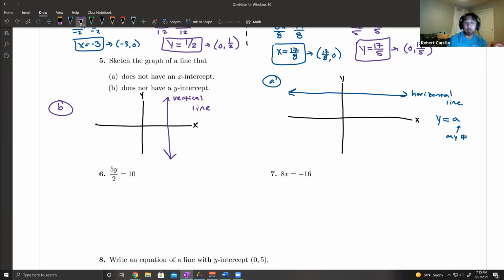The equation for vertical lines is going to be x equals some number b, and again, that represents any number you want to put in there. So that's the graph and the equation of a vertical line. Horizontal lines: y equals some number a. Vertical lines: x equals some number b. What we're getting out of this exercise is that some horizontal lines do not have an x-intercept, and some vertical lines do not have a y-intercept. All right, any questions on those two?